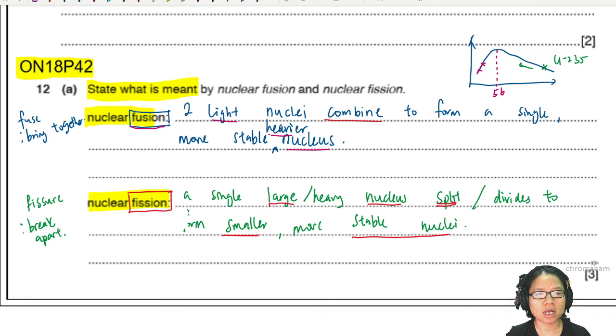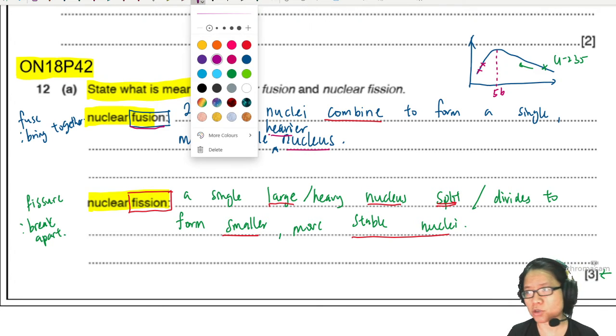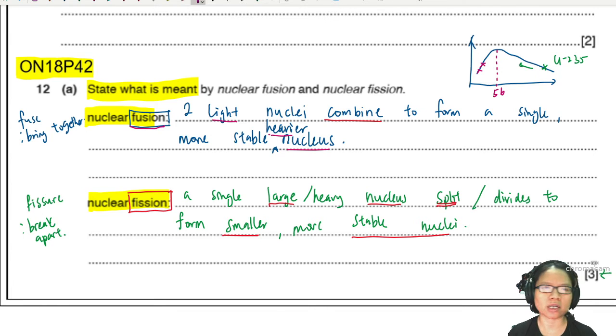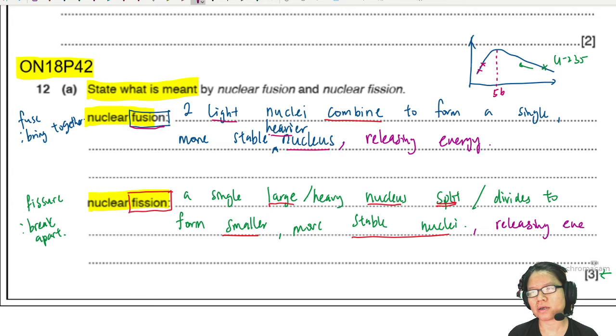All right. If you are a student familiar with CAIE, you will notice that this is 3 marks, and so far we've only written 2 statements. I don't know about you, but I am full of insecurities. I want to write more. So what else can be written? You can say that both processes release energy. So you could write releasing energy for this one, and releasing energy for this one as well. This is the 3rd mark.